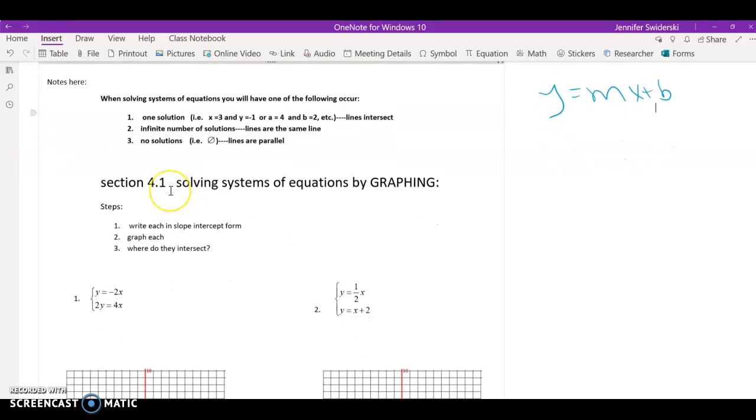So, today, a few things you need to know. If something has one solution, we know the exact answer. We know that x is -3 and y is -1, or a equals 4 and b equals 2. We know that's where the lines intersect. If something has infinitely many solutions, that means their lines are the same. And if something has no solutions, they're going to have parallel lines because they never touch. So today's goal is to graph, and make sure when we're graphing our equations, they're in slope intercept form, and figure out where my two lines intersect.